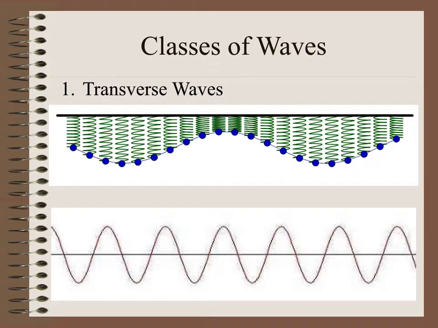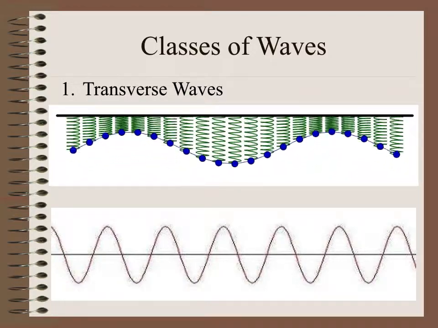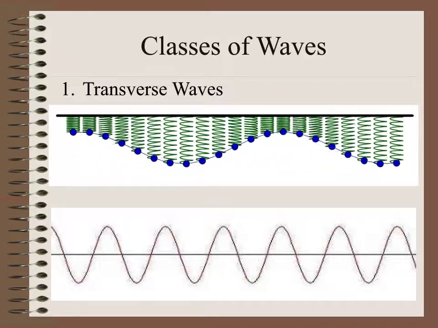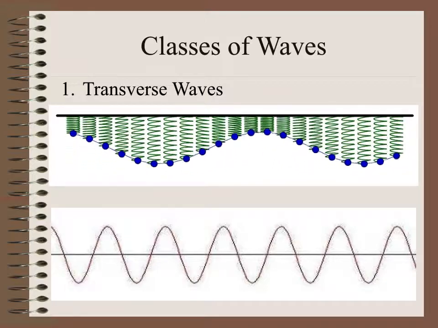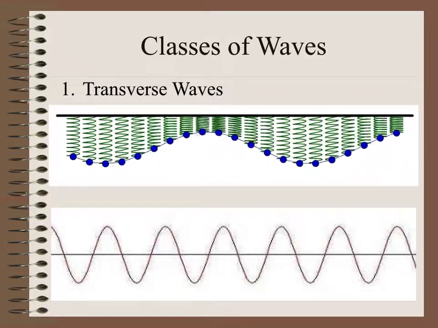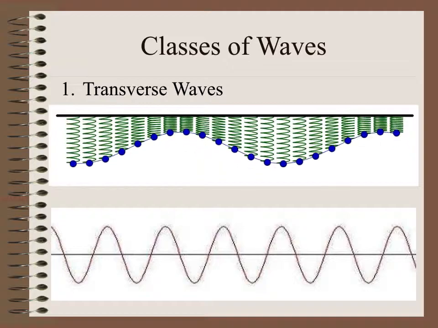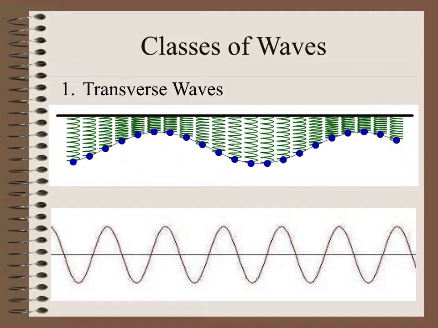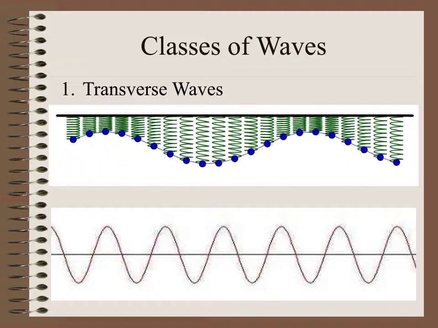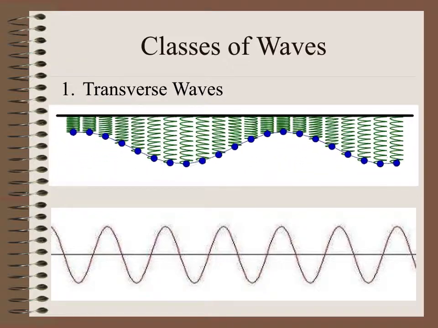We can also classify waves into three types based upon how they travel. The first classification is called a transverse wave. In a transverse wave, if we look at the animation, we could see that the springs are vibrating up and down while the wave is traveling from left to right. A transverse wave is one in which the vibrations are perpendicular to the propagation. So looking at the picture, we can see that the vibrations are up and down while the movement is left to right, perpendicular.